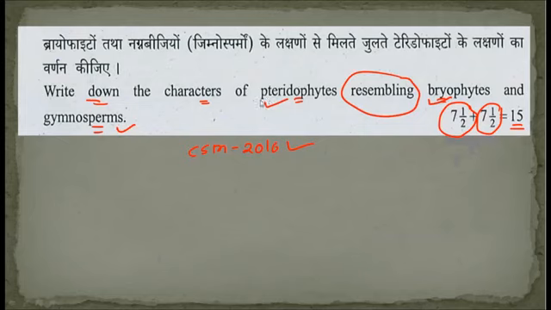That means if you write the pteridophytic characters resembling the bryophytes, you will get 7.5 marks. And if you write properly the pteridophytic and the gymnophytic characters which are matching, then you also get the rest of the 7.5 marks. That is total 15 marks. All right. That is why this topic has been considered for this video.